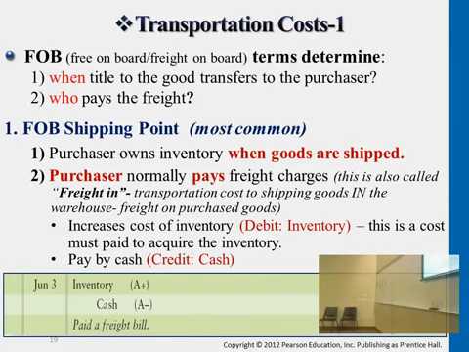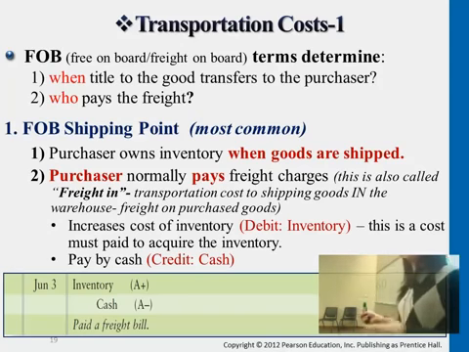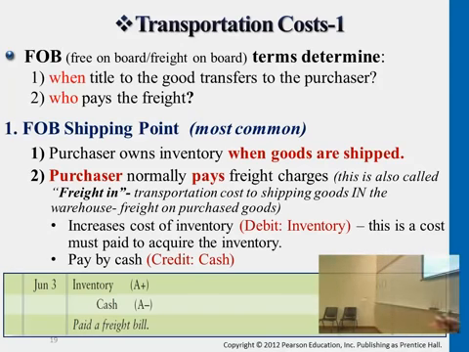Okay, last case here, transportation costs. There are different types of transportation terms, FOB terms. FOB stands for free on board. Basically, the two different types, FOB shipping point and FOB destination, determine which party pays the freight charge. This is decided up front, but when you look at the invoice, if you see FOB shipping point, which is the most common case, this means the purchaser is the side that pays the freight charge.